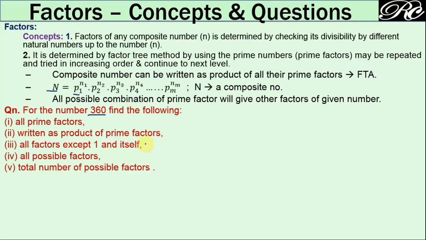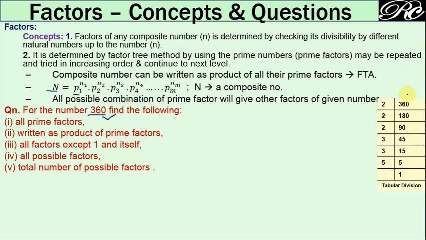Then we have to get the total number of possible factors. So for getting the factors, we first have to make a factor tree or tabular division. First take this 360 and find the smallest prime number which can divide it. It is 2 which can divide this 360. So on dividing 360 by 2, we get 180.